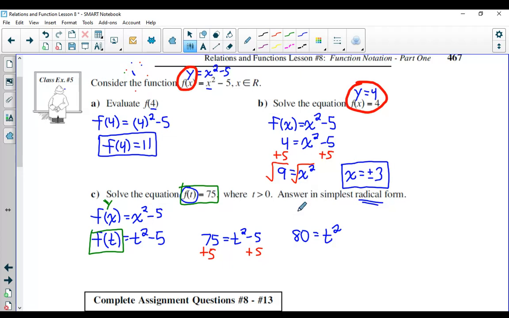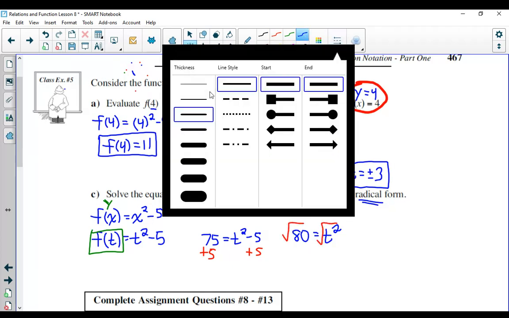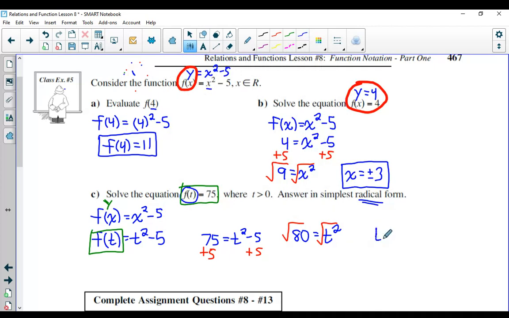Now to get t, I'm going to take the square root of both sides. But now here's where you have a problem. The square root of t squared is t, but the issue with the square root of 80 is that it's not a perfect square. So you can't just write it down as a nice number like you did in part B, because there 9 is a perfect square. Now, you could plug that into your calculator and get an irrational number, but we don't want that. It says you must simplify in simplest radical form.